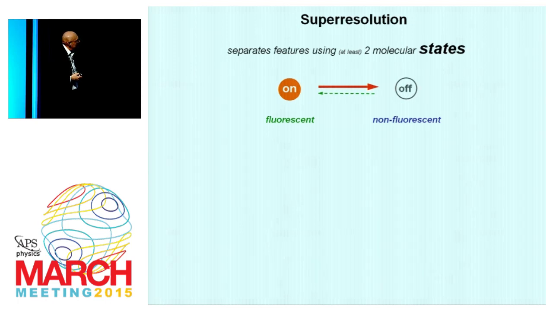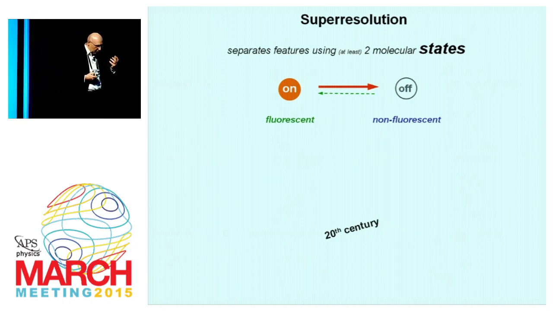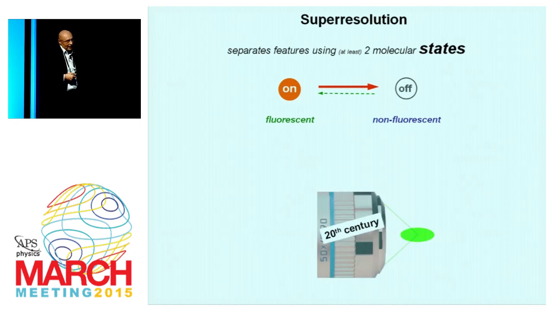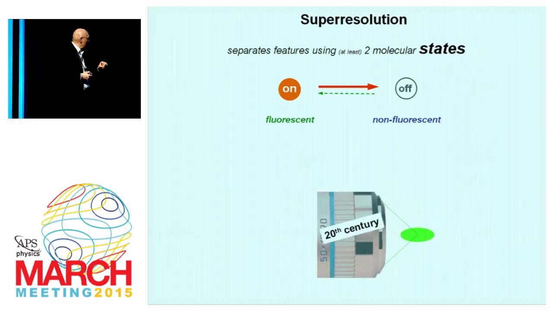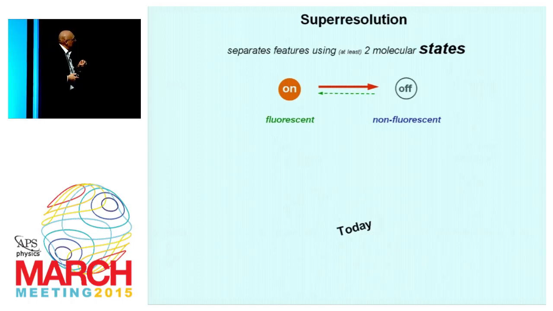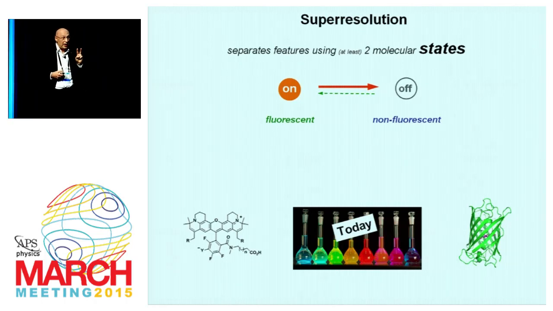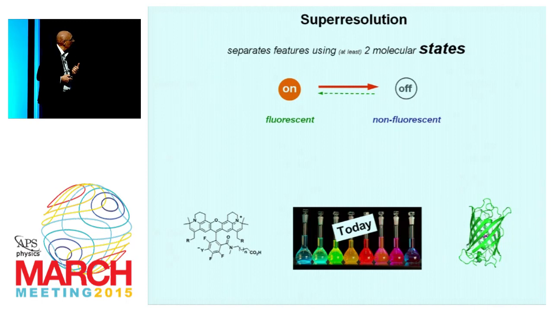And because this is about two states, it's clear that the state and the molecules are decisive. So in the 20th century, it was the lenses that really mattered, and so the resolution was determined by the lenses. But today, it's actually the molecules, because we use the molecular states for making a separation. That's the key, and that's, of course, strongly determined by the chemistry that we use.